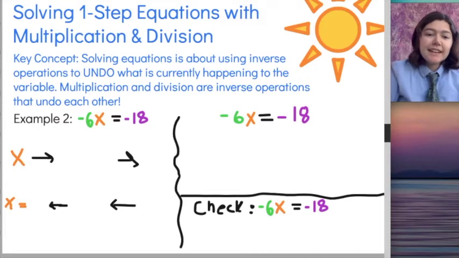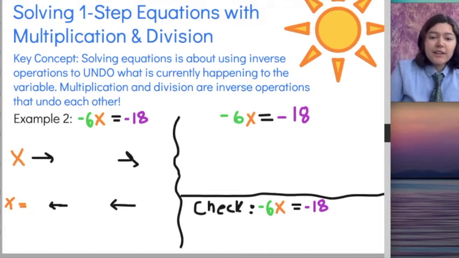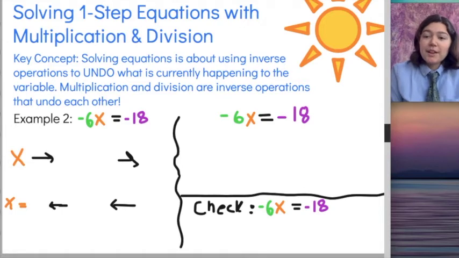Example 2 is negative 6x, or negative 6 times x, equals negative 18. So this is the exact same process, we just have negative numbers, but we just learned how to deal with negative numbers, multiplying and dividing them, adding and subtracting. Nothing's going to change, the process is going to be the same, so we're just applying it with negative numbers.